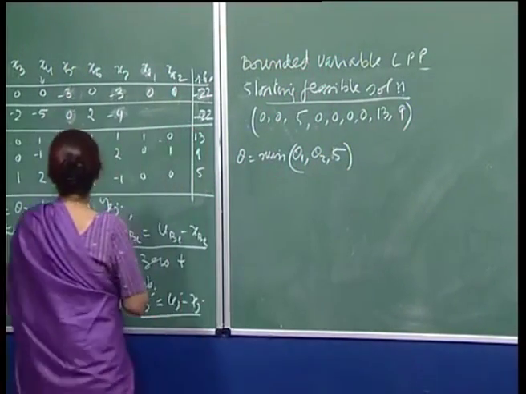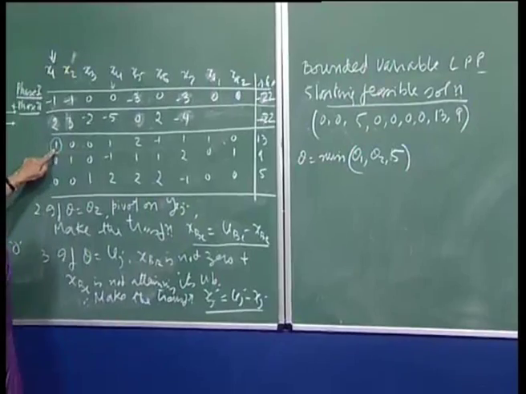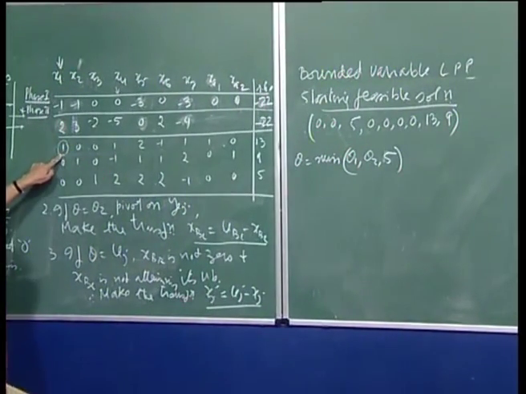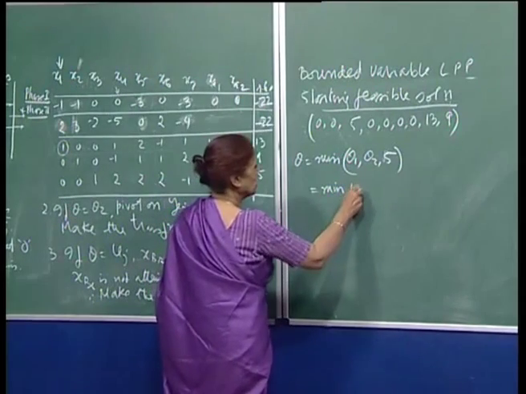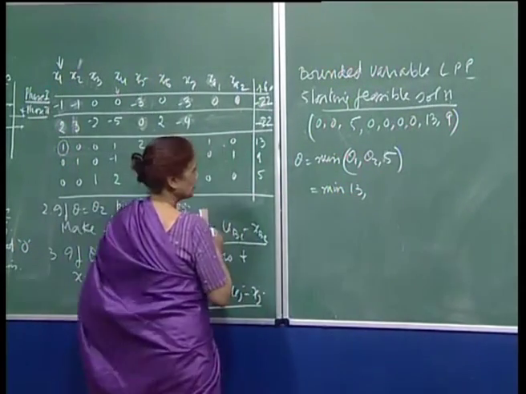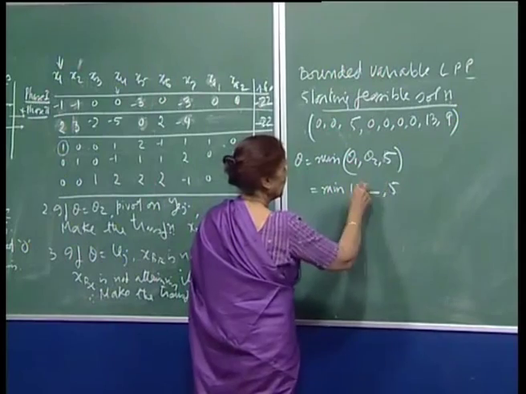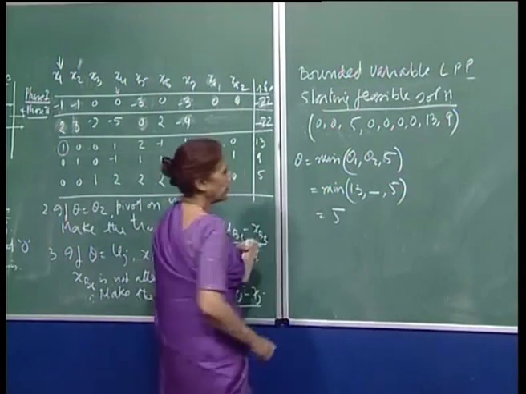So, theta 1 is coming out to be how much? 13. The ratio is 13 by 1, which is 13. So, in this case it is coming out to be a minimum of 13. Theta 2, there is no theta 2, right. So, it is nil, and this is 5. So, this is 5. Okay.